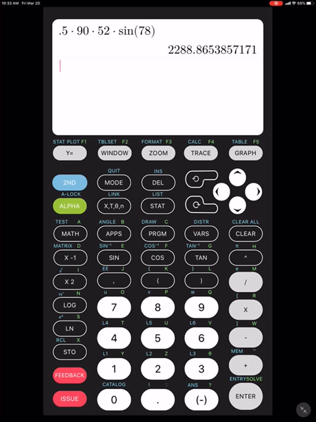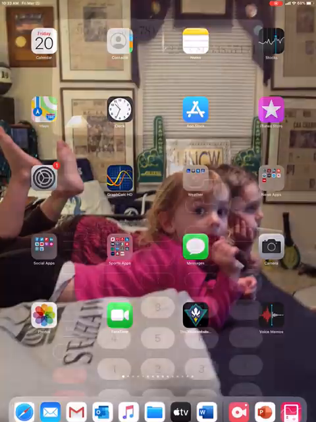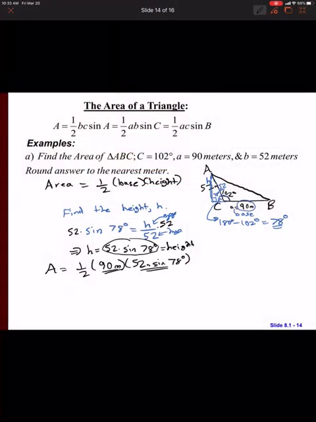Let's go back to our problem. What do we have here in our problem? As we look at it, it says round to the nearest meter. So let's round that to the nearest meter. It'd be 2,289 square meters. It's area. So there's the area of that oblique triangle, just using geometry. Area is 1/2 base times height and a little bit of trig. We used the sine definition, using sine to help us with this area problem.